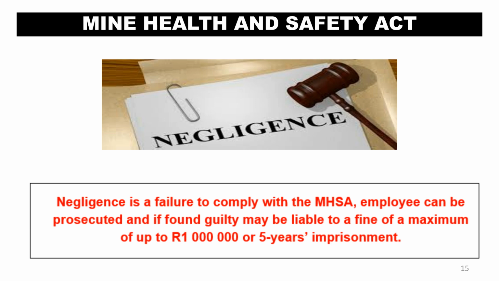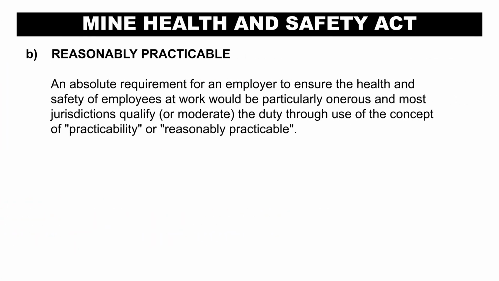Negligence is defined as a failure to comply with the MHSA. If an employee is found guilty, they may be liable to a maximum fine of up to $1 million or 5 years imprisonment. The concept of reasonably practicable moderates the employer's absolute duty to ensure employee safety.